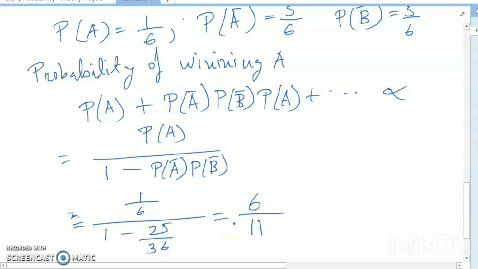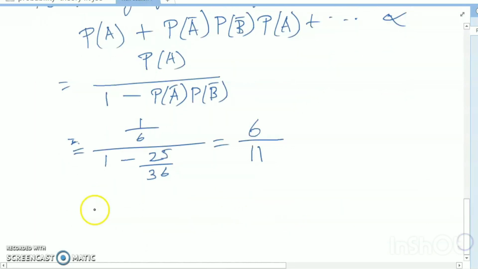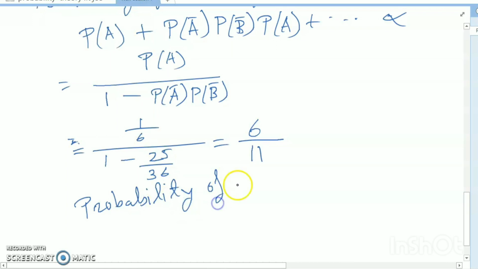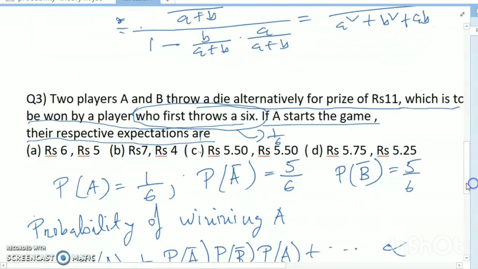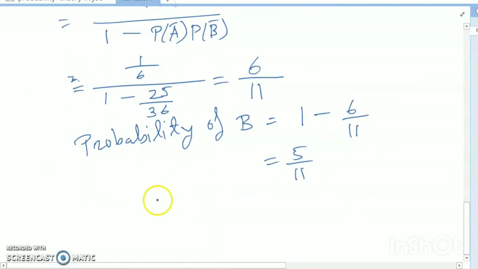So for the expectation, the probability of B winning is equal to 1 minus 6/11, which is equal to 5/11. So this is my probability. Now the prize is equal to 11. So what are the expectations? We know expectation means the price, 11 rupees is the price.